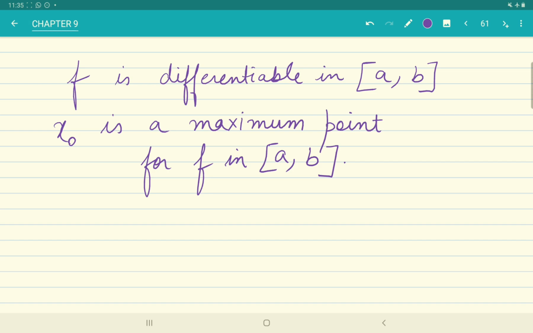Let's say x naught is equal to a. Suppose x naught is equal to a.